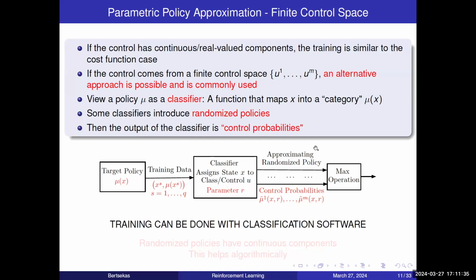Note that there is extensive open source software available that you can use for training such classifiers. And the randomized policy has continuous components. This helps algorithmically. Suppose that we have M different distinct control components, then the randomized policy would be a probability distribution, which is a continuous number defined over this M dimensional object. And this helps the training process.